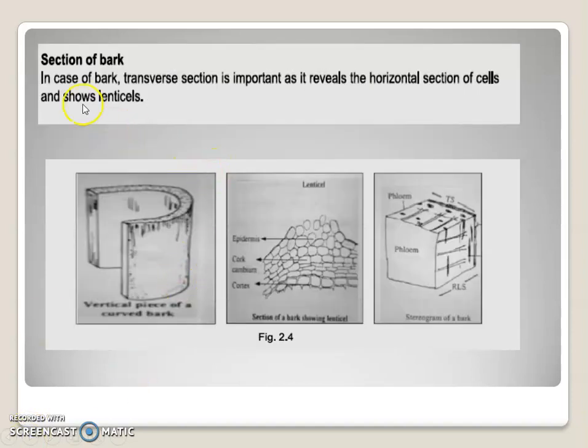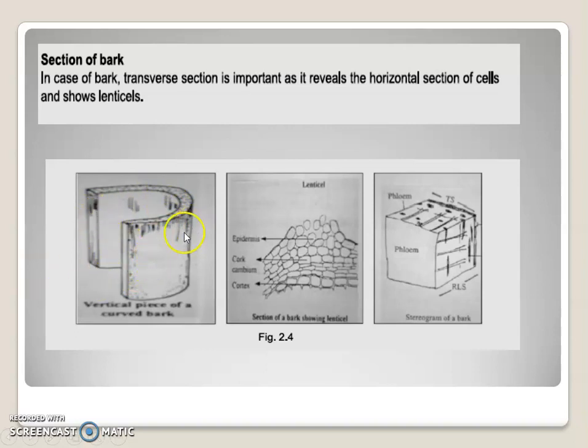Then the section of bark. How do we take the section of bark? Examples of bark are cinnamon bark and cinchona bark. So how are you going to take that section? In the case of bark, the transverse section is important as it reveals the horizontal section of cells. It will show the horizontal section and show lenticels. This is a vertical piece of curved bark. This is how cinchona or cinnamon bark looks.